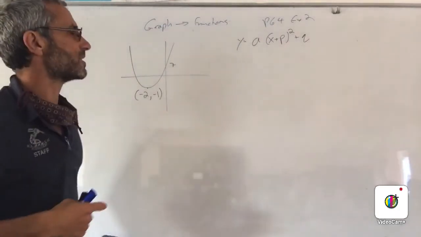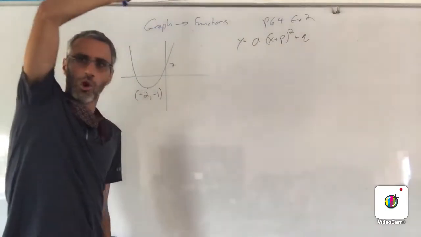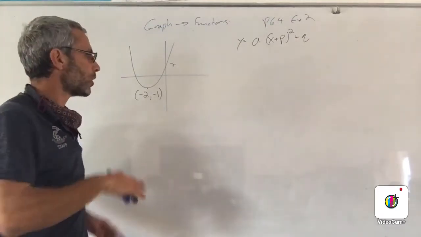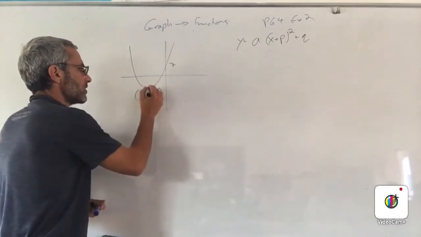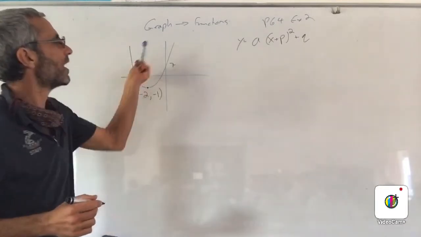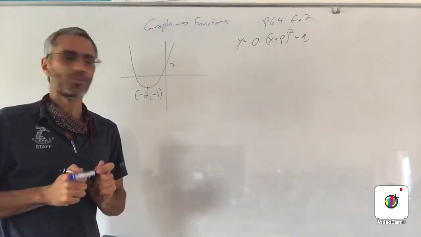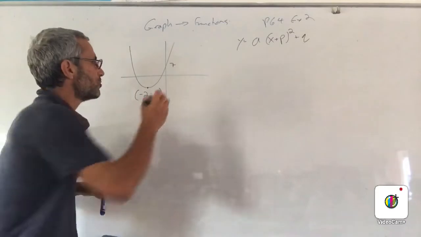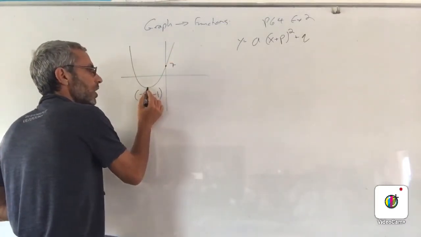Now, last lesson, I gave you functions and we had to sketch the graphs. In this shortish lesson, we're going to do it in reverse. We're getting a graph, and we need to create the function. So we're getting two bits of information, two points on this graph. We've got this one and that one.